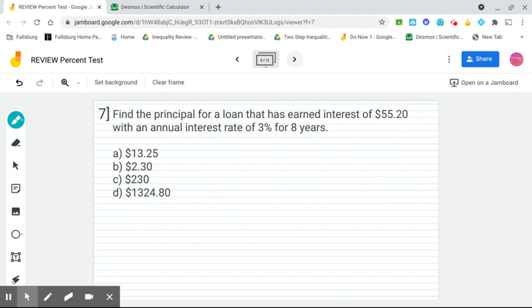Come on. The computer froze a little bit. There we go. I equals PRT.